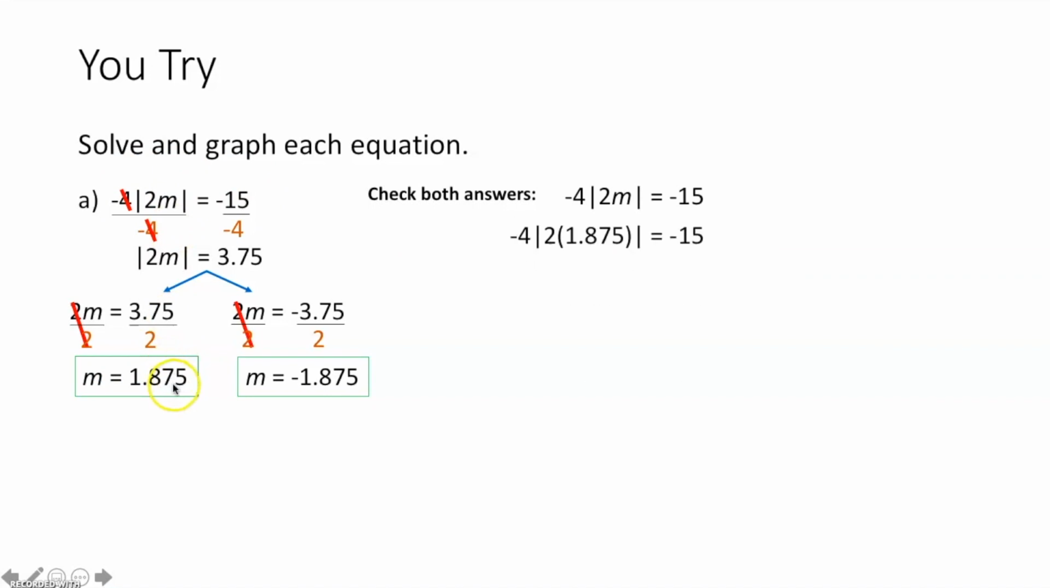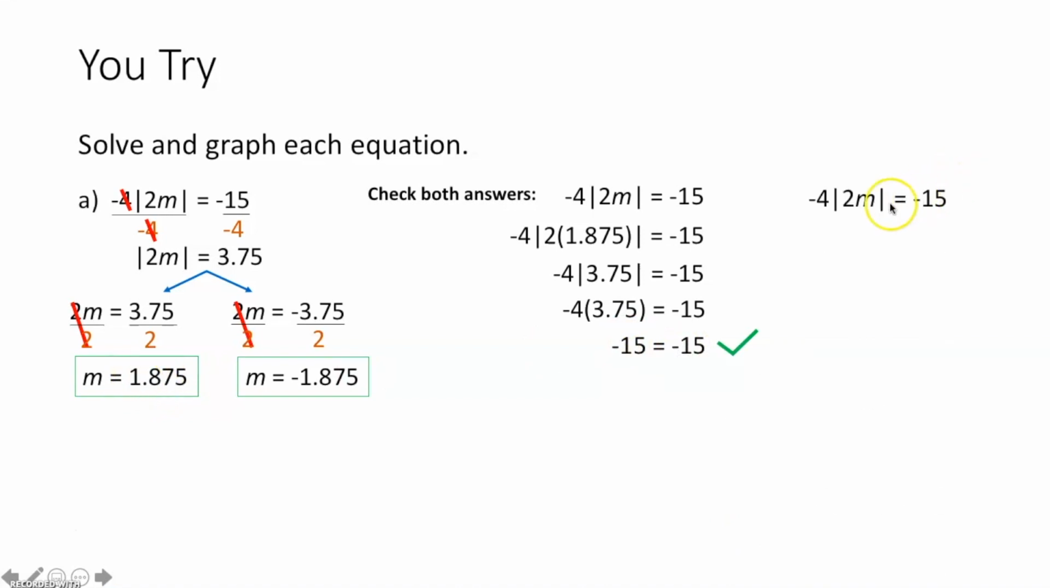So let's plug in 1.875 for m. 1.875 times 2 is going to give you 3.75. What's the absolute value of 3.75? That's 3.75. We take that and multiply it by negative 4, and you end up getting negative 15. Does negative 15 equal negative 15? Yes, it does. Therefore, this is one of our answers.